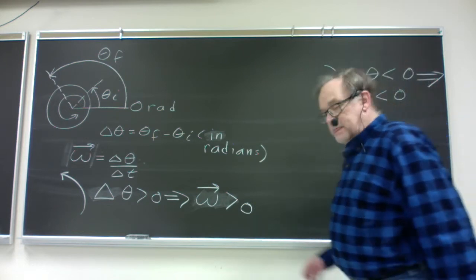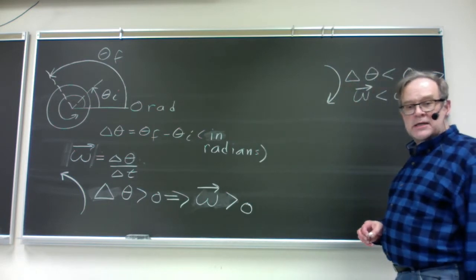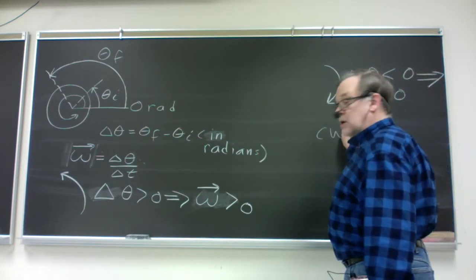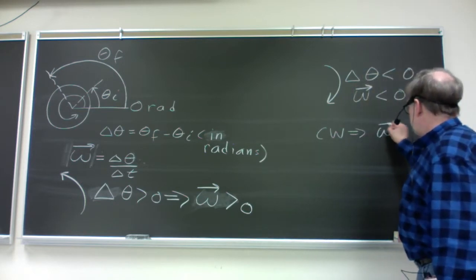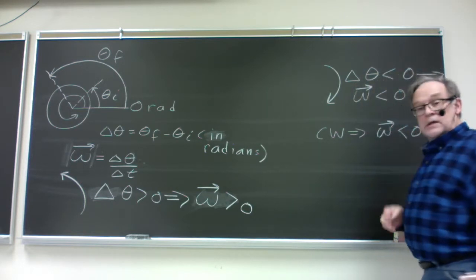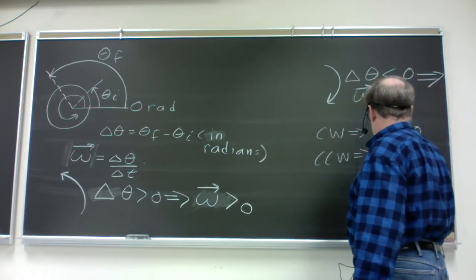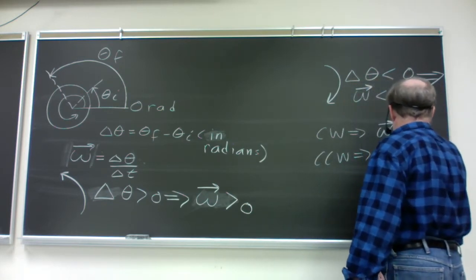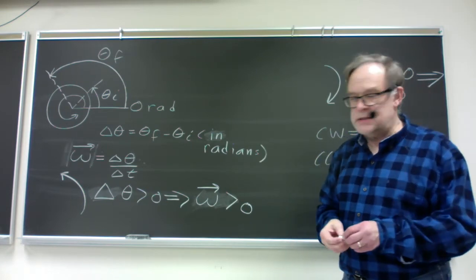So just to say it more concisely, a clockwise rotation corresponds to negative angular velocity, and a counterclockwise rotation corresponds to a positive angular velocity.